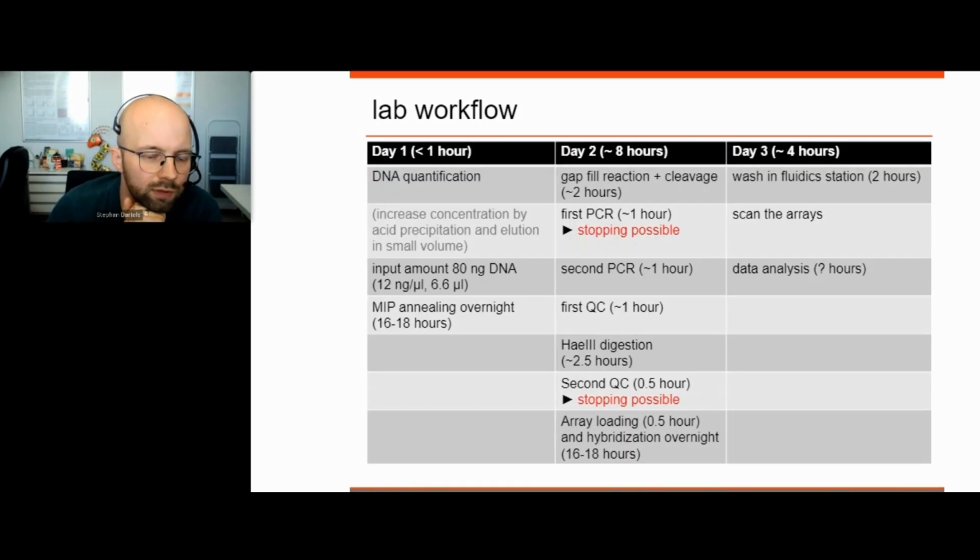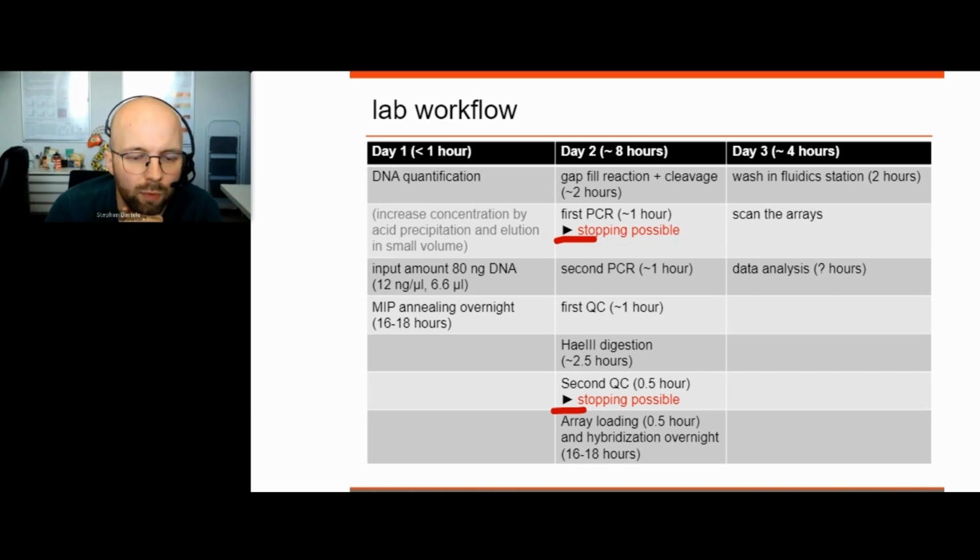And this is the workflow in a table. On the first day, you only have to quantify your DNA and do the MIP annealing overnight, and it typically takes less than 1 hour. The second day is the heavy wet lab work day. But if you have a technician who is only working from 8 to 12, for example, you have 2 stopping points here, after the first PCR and the second QC. By using the stopping points, you can stretch this workflow to a 5-day workflow. And on the last day, you only have to wash the arrays and scan the arrays.